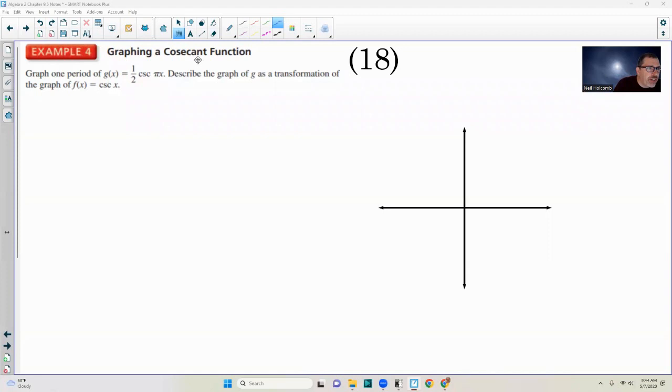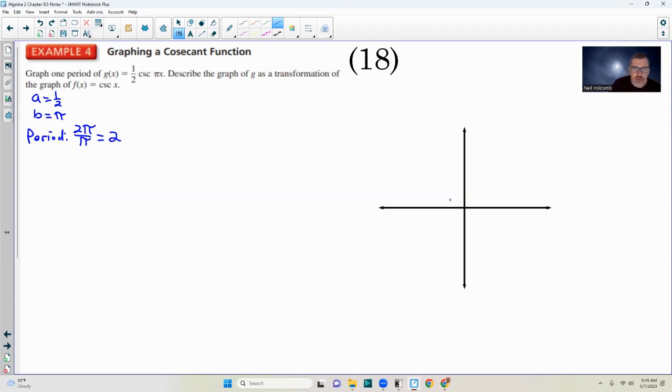Okay, example 4 is graphing cosecant. So graph one period of g of x equals 1/2 cosecant pi x. Describe the graph of g as a transformation of the parent cosecant function. All right, so again, A equals a half, B equals pi. And the first thing we want to do is find the period. So the period is going to be 2 pi over B, which is pi. And that comes out to be 2.